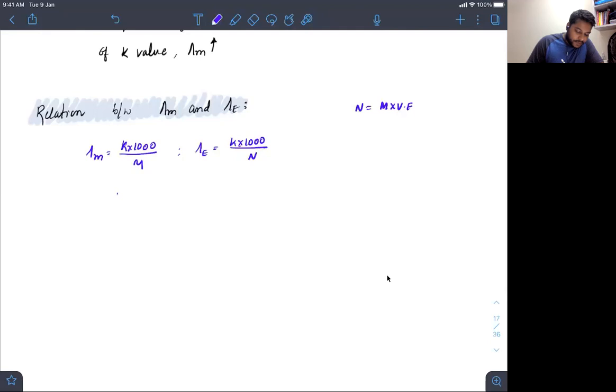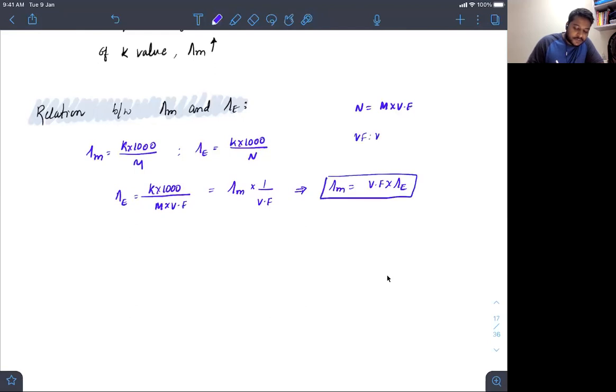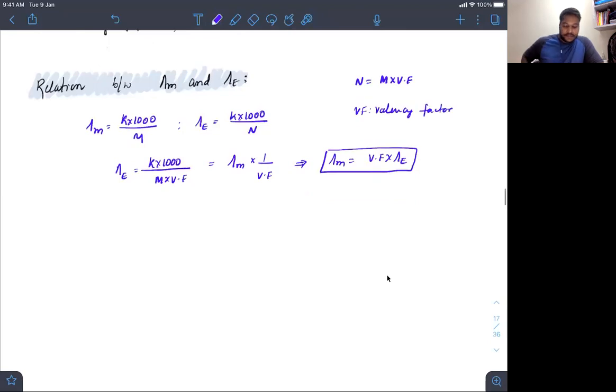So I can write lambda E is equal to kappa into 1000 divided by molarity into valency factor, which is equal to lambda M into 1 by valency factor. That implies lambda M is always equal to valency factor into lambda E. Okay, VF is valency factor. I want all of you to practice this because we will use this more in questions. So valency factor relates molar conductance and equivalent conductance.